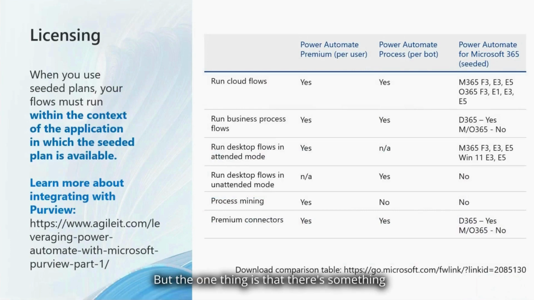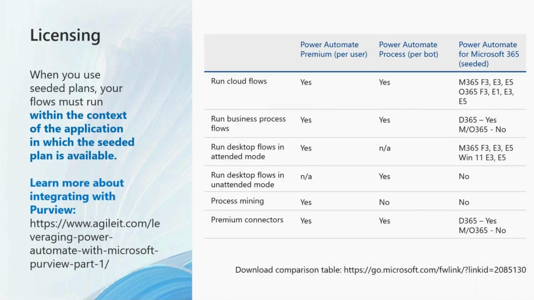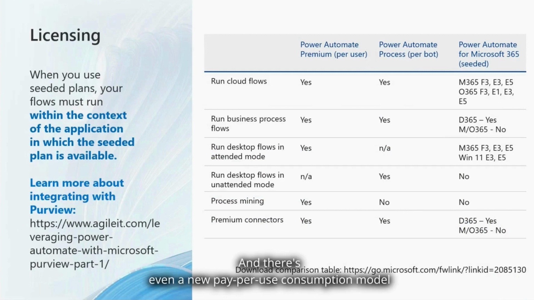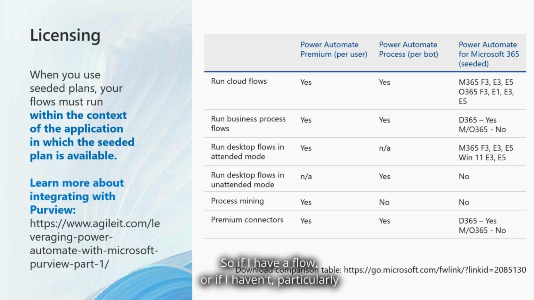But the one thing is that there's something called seated licensing, and Microsoft is changing a bunch of this recently. There's even a new pay-per-use consumption model coming soon for the Power Apps. Right now, it's very license-based. If I have a flow, particularly an automated flow, the context in which it runs under, how much they're allowed to use it, is tied to that connection.